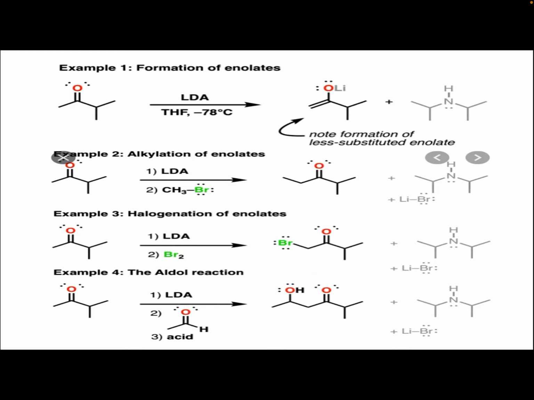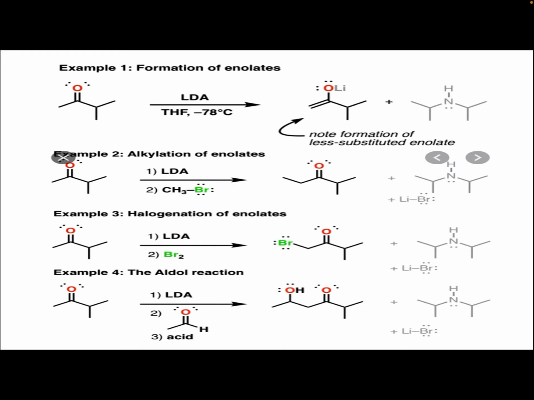Examples. First, formation of enolates. You know keto-enol tautomerism. Here in example 1 you are seeing the keto group is there and it is converted into the enol group, OLi. And the next, second example, alkylation of enolates. An alkyl group, R group, gets added here. On the left side an alkyl group is added, CH3Br is added, so this is an alkylation reaction.